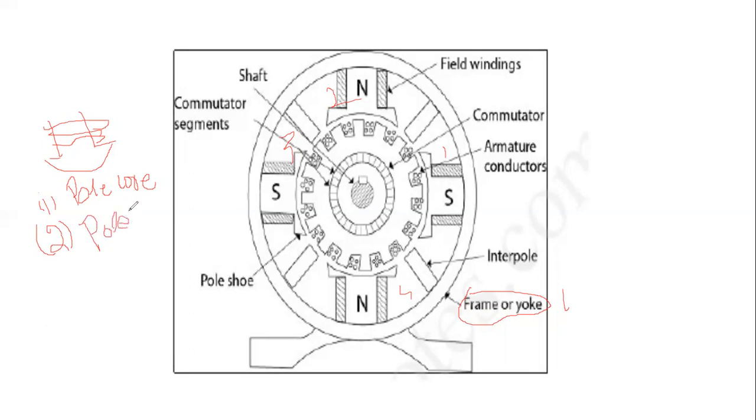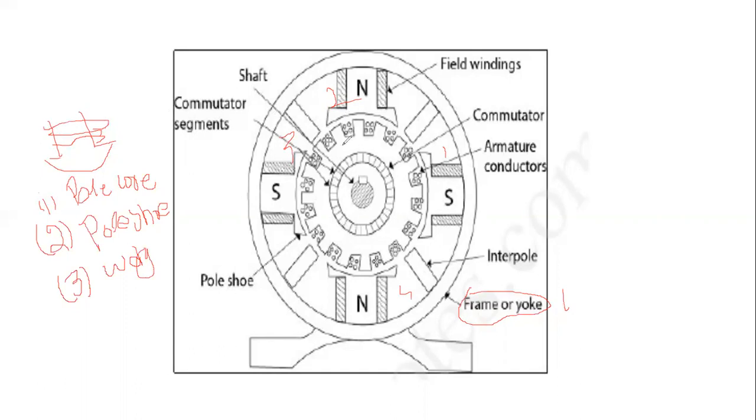Second one is the pole shoe. Next, third one is the windings, the field winding.